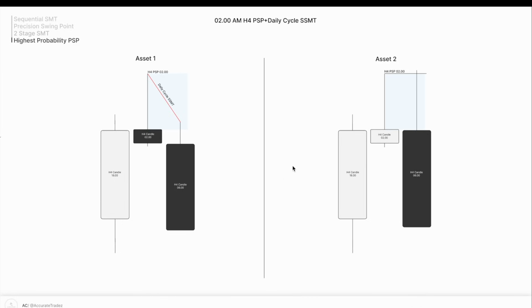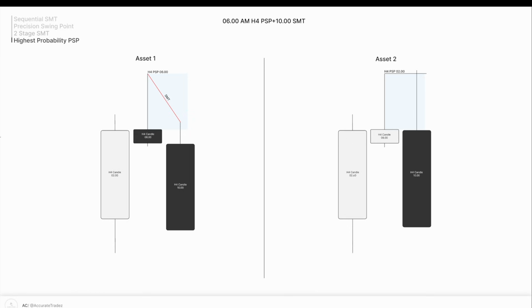So this is another very, very high probability sequence to catch the daily range. And use these sequences. You don't have to trade the sequence. It can be used for narrative and bias, and also depending on what type of trader you wish to be.